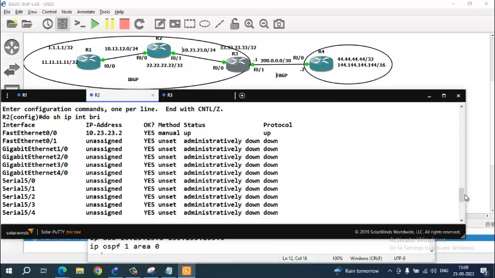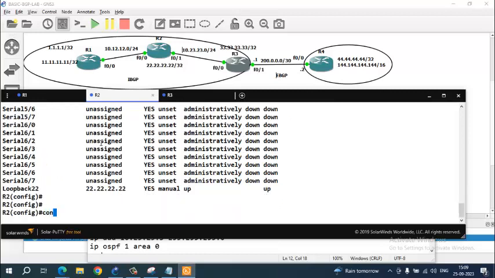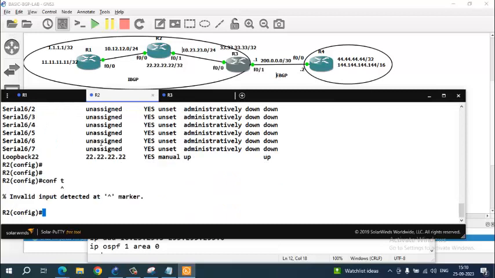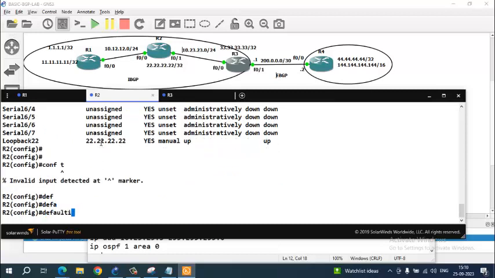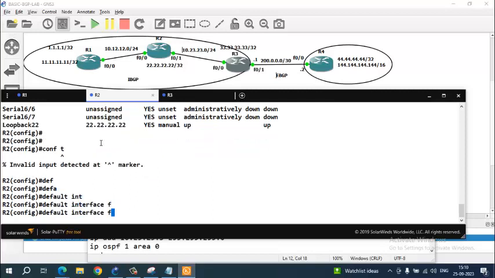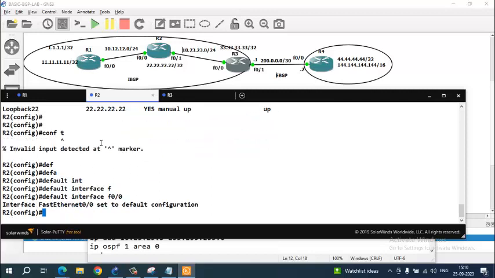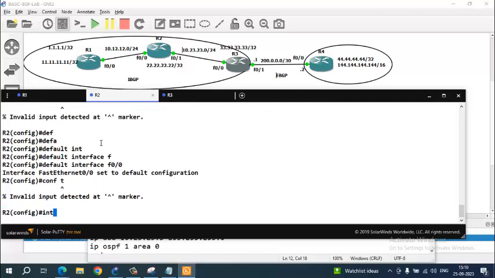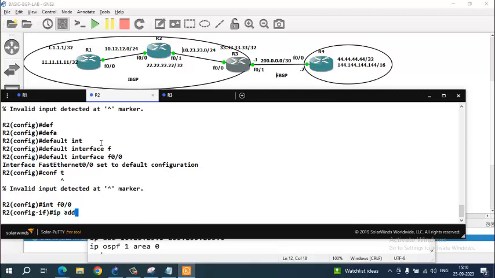So the IP address is supposed to be on F0/1. Default interface F0/0, we will delete the IP address, and interface F0/0 10.12.12.2.